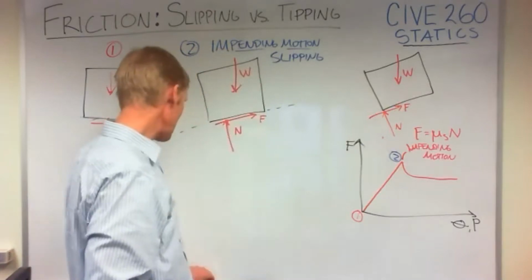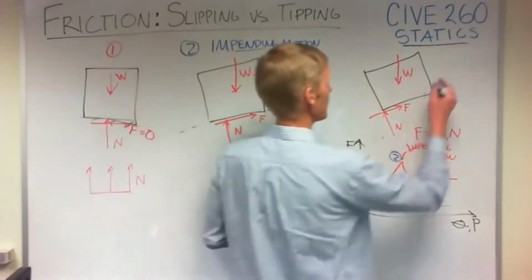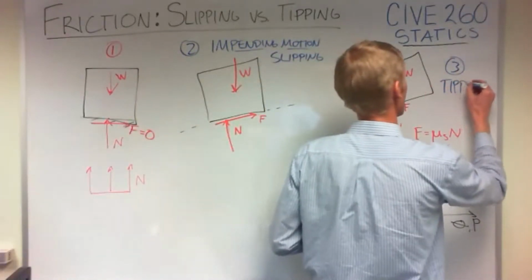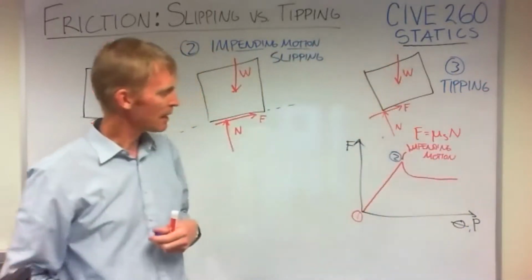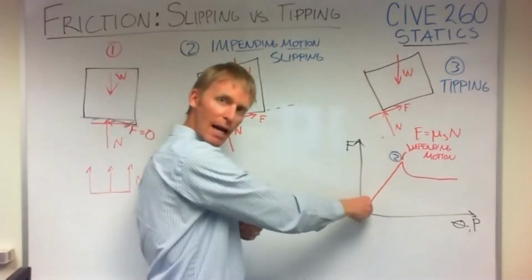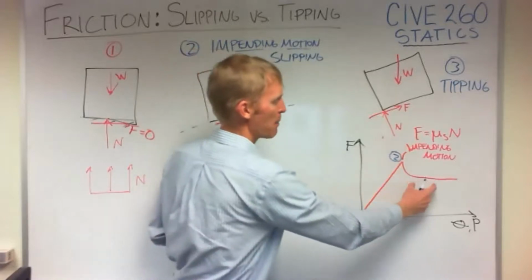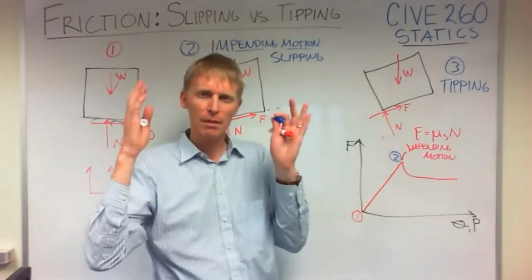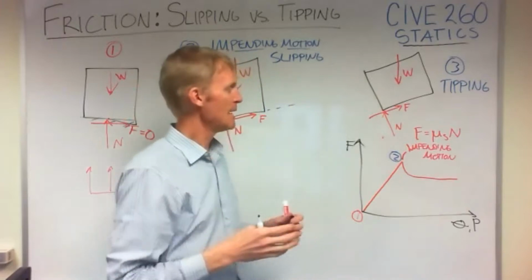So one of the key things I want to talk about here is, in this case of tipping, do you think that tipping happens somewhere in this linear section of the graph? Does it happen up here at impending motion? Or does it happen maybe over here in kinetic? I didn't set up a survey question for that, so you can answer it in your head. You can type it in the chat, whichever you feel inclined to do.